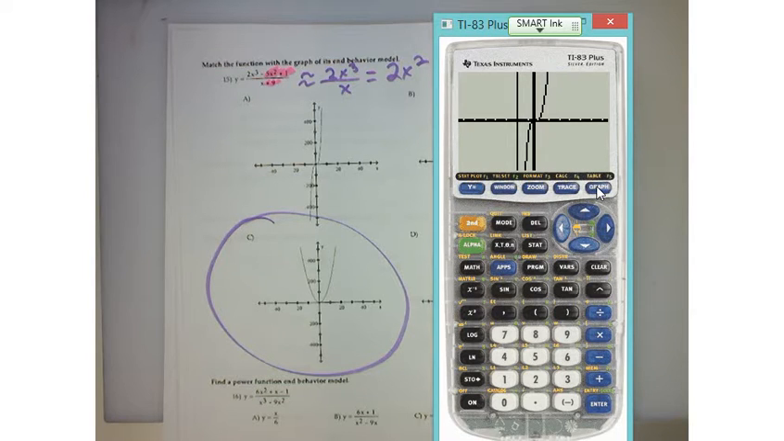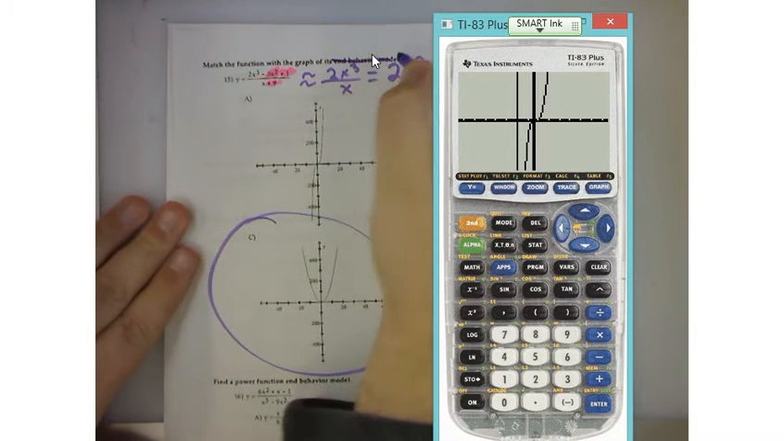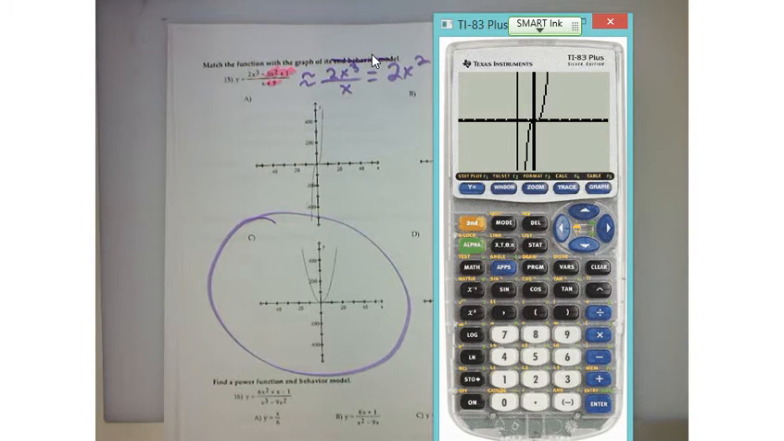So why isn't it A? Because you're looking at the graph, we're looking at the end behavior. The end behavior is talking about the limit as it approaches infinity. But it still goes up.